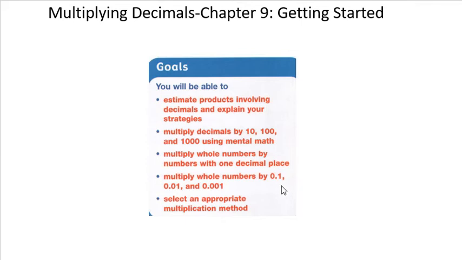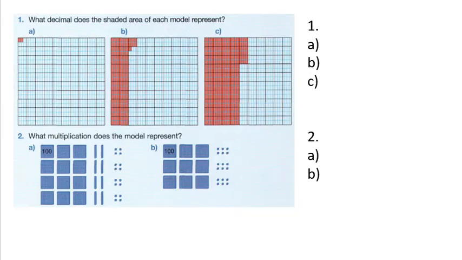Multiply whole numbers by 0.1, 0.01, and 0.001. And we're going to select an appropriate multiplication method. Of all the different choices you have, you're going to have to be a critical thinker and choose the best one that is for you. As we always do for getting started, let's do some review here.